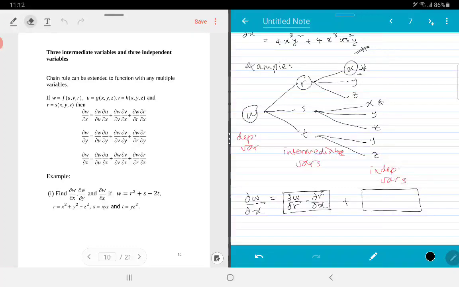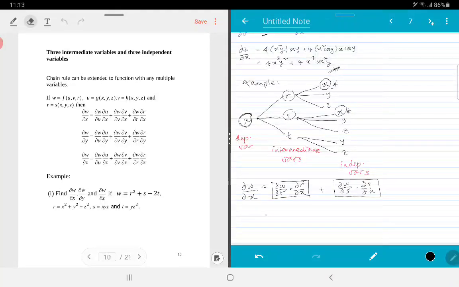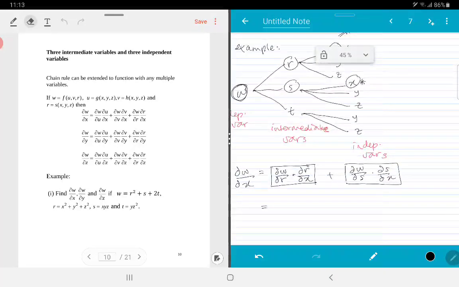For the second term, we look at the second branch of x. So we're going to go from this w to that x. It has to go through s first. So this is equal to the first branch, partial w, partial s, times partial s, partial x. And for t here, it doesn't have x, so we only have two terms here instead of three for y and z. Okay, so we only have two terms. All right, so now we need partial w, partial r, partial r, partial x, and partial w, partial s and partial s, partial x.